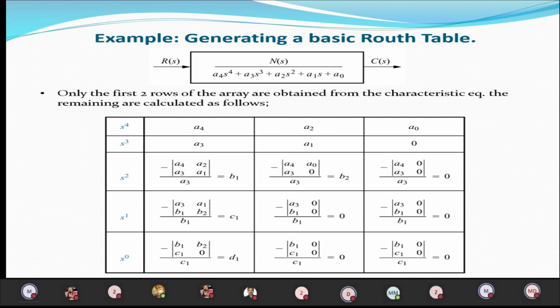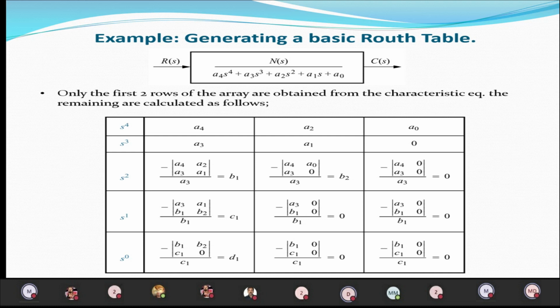The second row starts with s power 3, whose coefficient is a3. The next decreasing odd power is s power 1, its coefficient is a1, and the next element is not present, therefore it is considered as 0. Now you can determine the s power 2 row by considering the above two rows. Multiplying diagonally, you get a3 into a2 minus a1 into a4, divided by a3. That is considered as the b1 value.